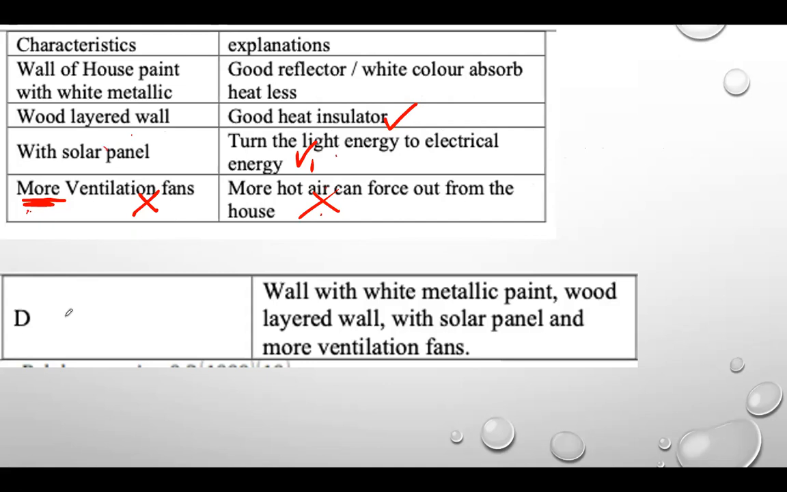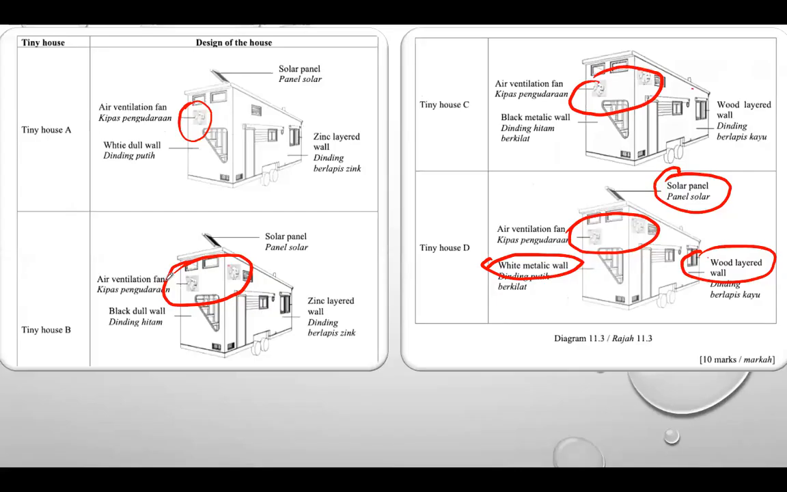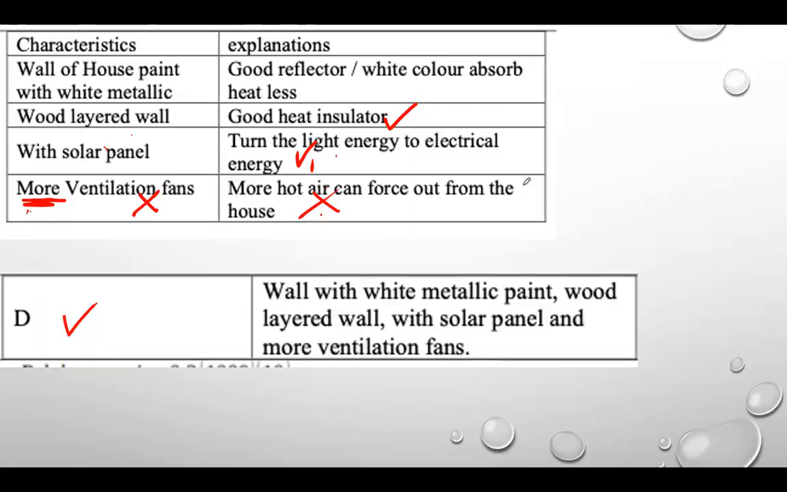Okay, then the best choice is house D. The tiny house D over here is the best choice. And look at the reason, guys. The reason is actually ED saja. Wall with white metallic paint, wood layered wall, solar panel, more ventilation fans. Do you see me writing this over here? No, I don't. Yet masih ada orang yang menulis ini semua di dalam sini, forcing me to read all this and then making me wonder whether I should give you that one extra mark. No, please remember this. Okay, done.